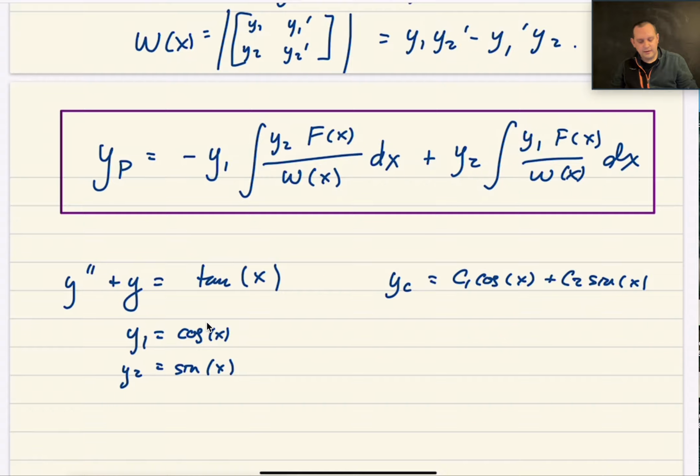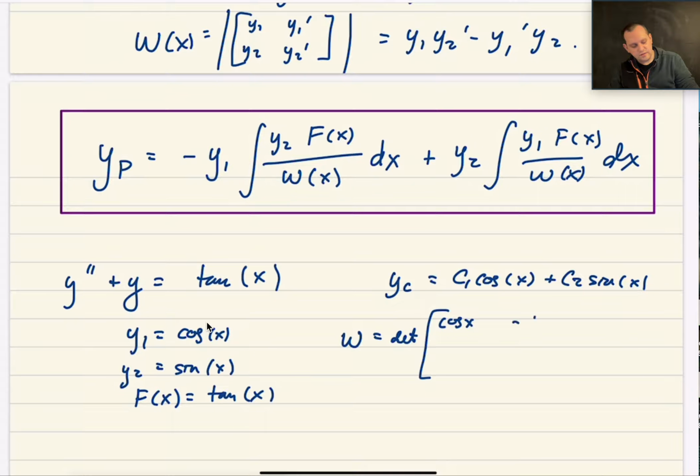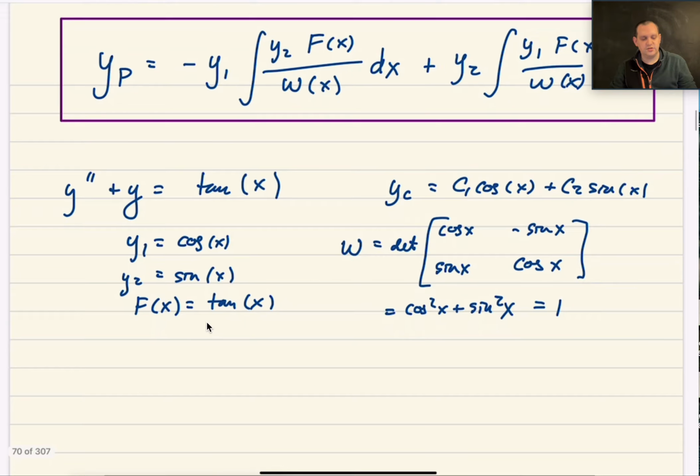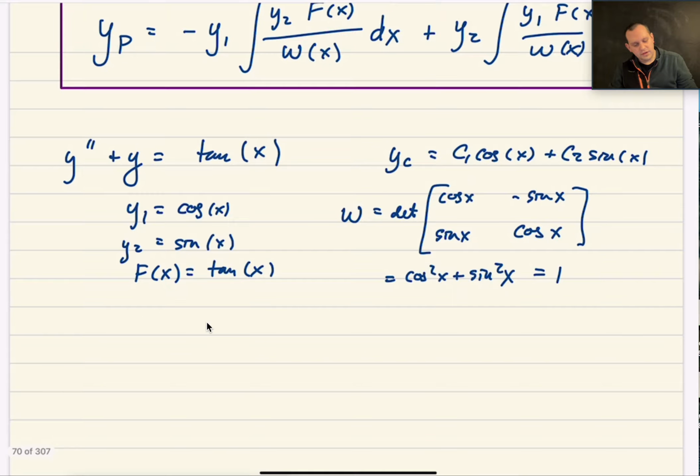This formula is actually symmetric with respect to y1 and y2, so if you mix them up, it doesn't matter. Our capital F is tangent of x, of course, and then our Wronskian is going to be the determinant of the 2 by 2 matrix where we have cosine x, and then the derivative of cosine x, which is minus sine x, and then the other function y2, and then the derivative of y2. So this is going to end up being cosine squared of x plus sine squared of x, which in this case happens to be a constant. In general, it'll be a function of x. But in this case, it's a constant, which is just 1. Okay, so our Wronskian of x is just 1.